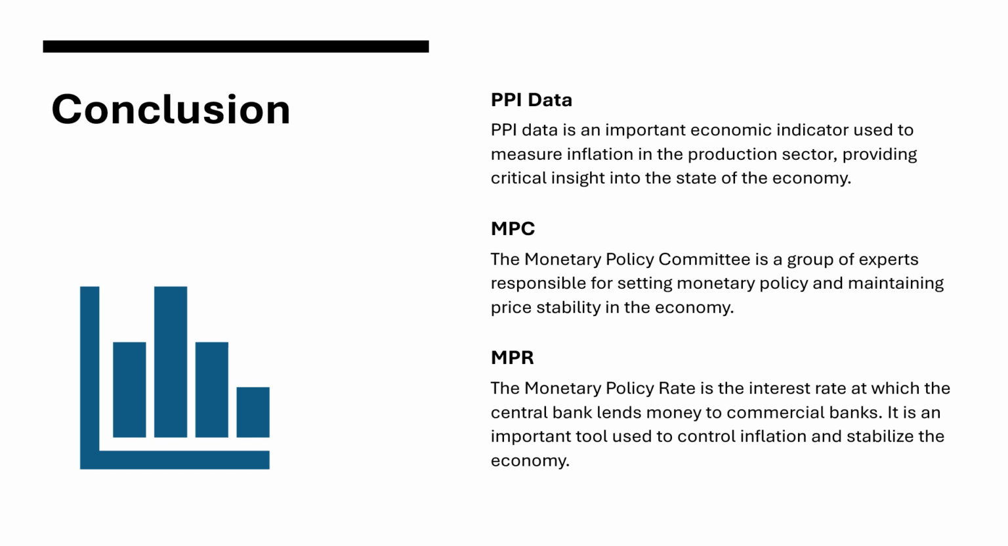Conclusion: PPI data. PPI data is an important economic indicator used to measure inflation in the production sector, providing critical insight into the state of the economy.